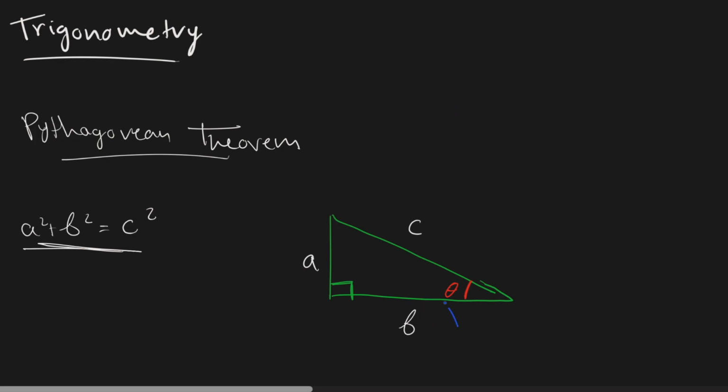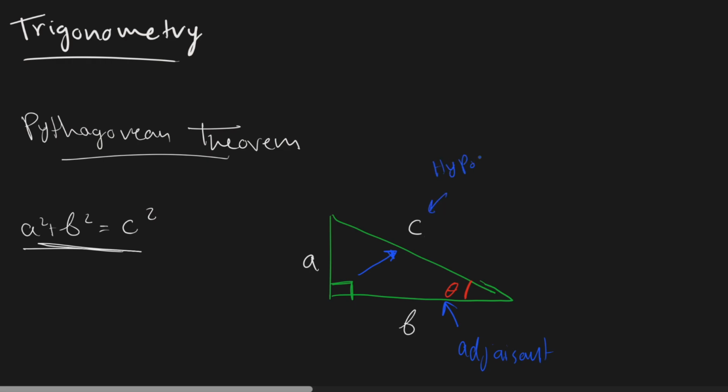Let's look at the side B. What is B going to be? So B is the one that is next to the angle theta, so it's going to be the adjacent. We call it the adjacent side. And then we have this side C. C is exactly opposite to the right angle, and as you can clearly see, it's the longest side. We call this the hypotenuse.